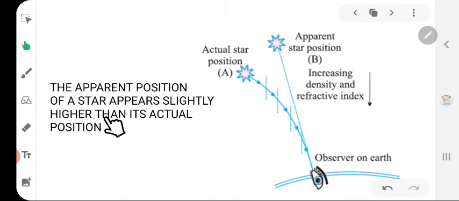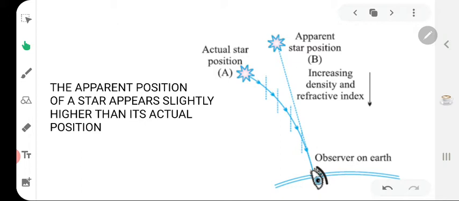The apparent position of a star appears slightly higher than its actual position. We know that the refractive index of atmospheric air is maximum just near the surface of the earth and gradually decreases as one goes above and above the earth.